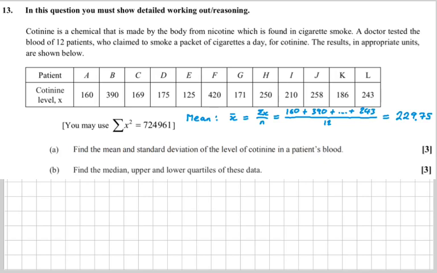And just think about that for sensibleness. If you got your mean as 2,000 and something, that's silly, isn't it? Because you'd expect the mean to be somewhere roughly this scale of number.